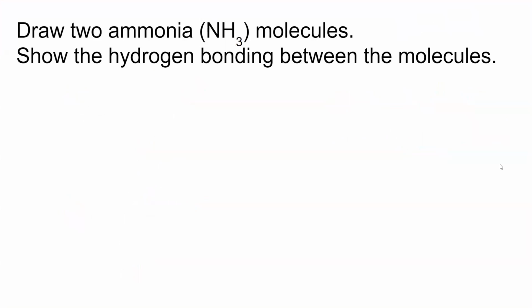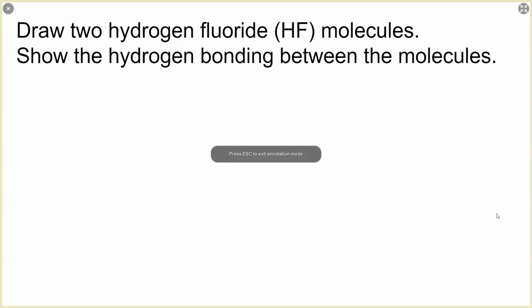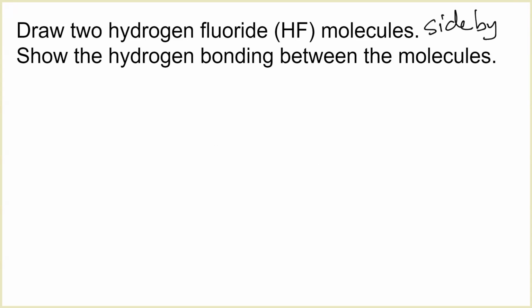Okay. Next one. For this one, I'm going to have you give this one a shot. You're going to draw 2 hydrogen fluoride molecules. Do this side by side. After you've drawn, show the partial positive, partial negative, and then I want you to predict where your hydrogen bonding is going to happen.